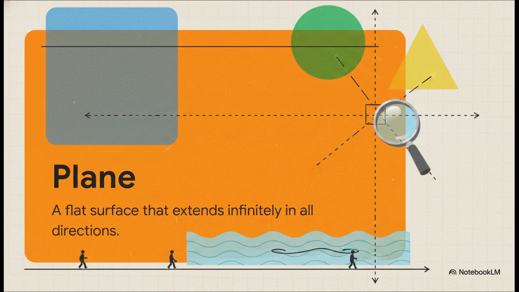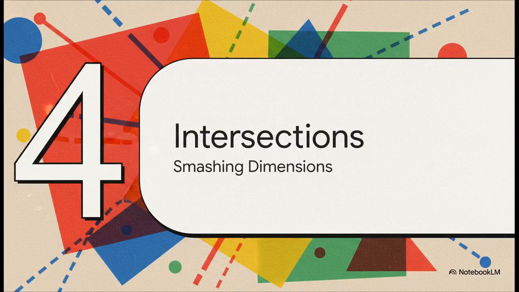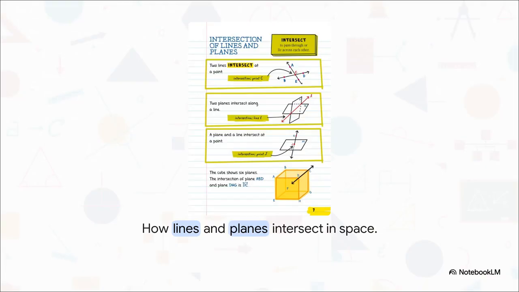on a physical plane. Moving to Section 4, when shapes and lines intersect. Here is where we start smashing dimensions together. Now, what's really interesting about this is visualizing the strict rules of how space interacts. When 2 simple lines intersect or cross each other, they meet at exactly one single, zero-dimensional point.